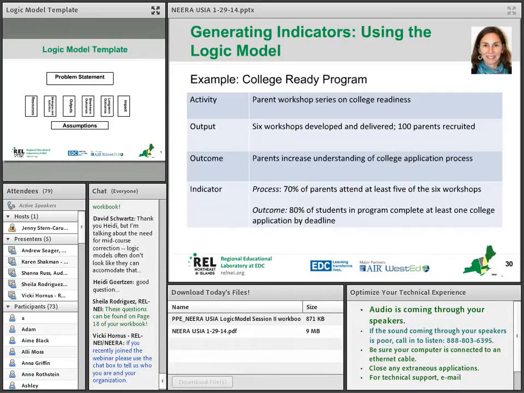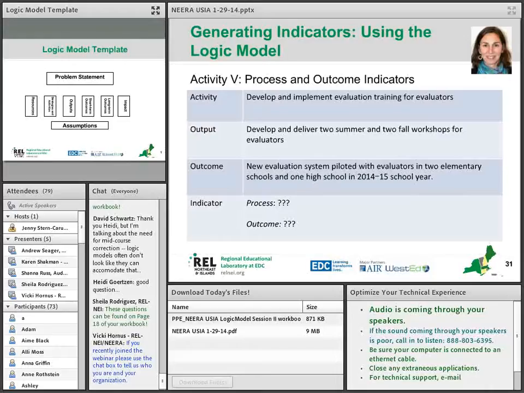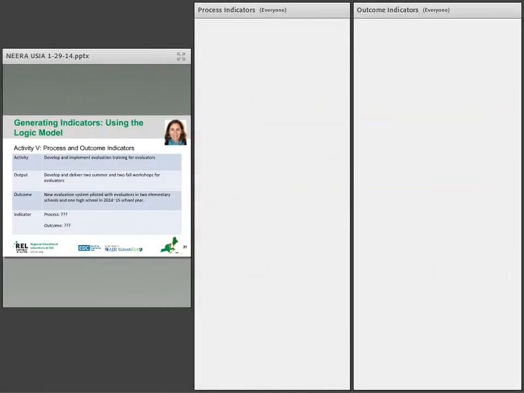So that is just an example to illustrate the logic of thinking from the logic model through to process and outcome indicators. And now I've done a lot of talking. We'd like you to take a moment to think about this. We've got an example here from the educator evaluation case where we've taken the activity of an evaluation training for evaluators. So we have to develop and implement an evaluation training for evaluators. Our output for that is that we develop and deliver 2 summer and 2 fall workshops for our evaluators, and that our outcome associated with that is that the evaluation is then piloted with a set of evaluators in 2 elementary schools and 1 high school. So that's our outcome for that, that from these trainings comes the implementation.